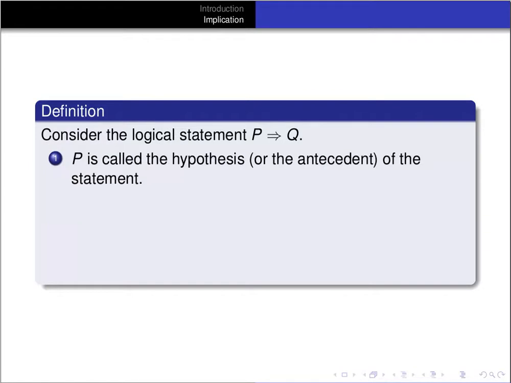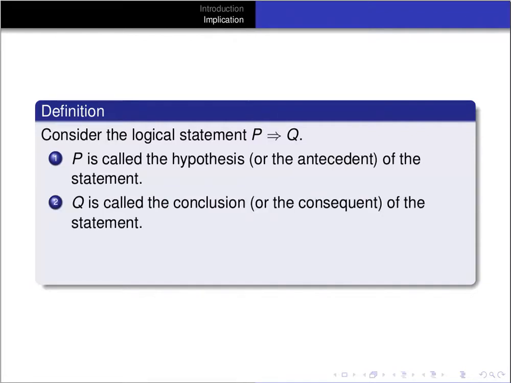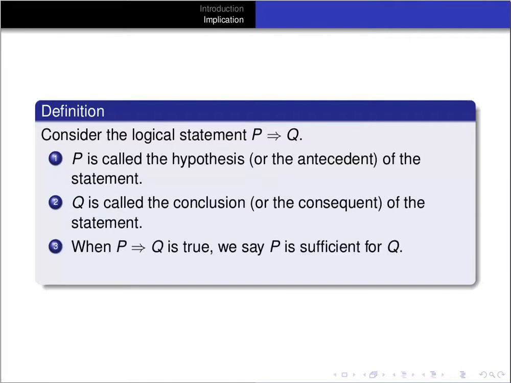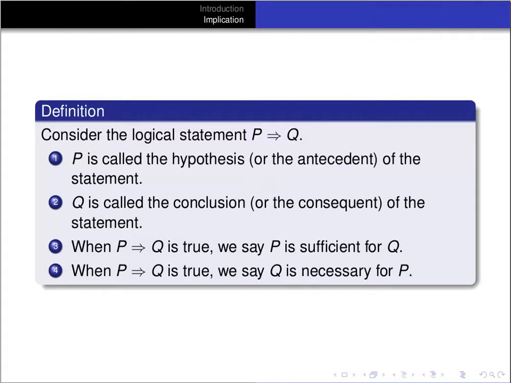So let's consider the logical statement p implies q. We're going to lay down some notation and definitions regarding p implies q. We'll call p the hypothesis or the antecedent of the statement, and q the conclusion or the consequent. When p implies q is true, we say that p is sufficient for q, so p is a sufficient condition for q. And when p implies q is true, we'll also say that q is a necessary condition for p. All of that is fairly common terminology that you're likely to see again.